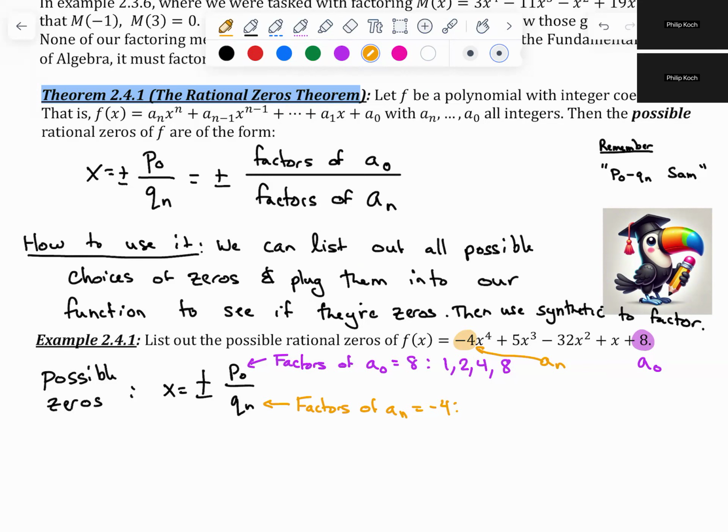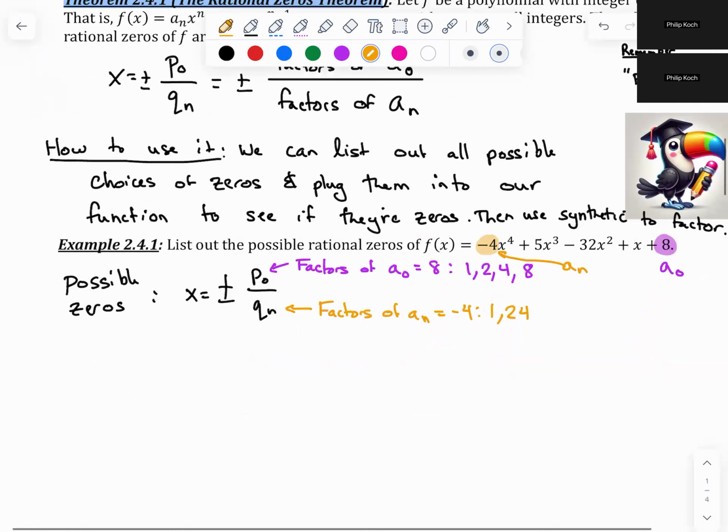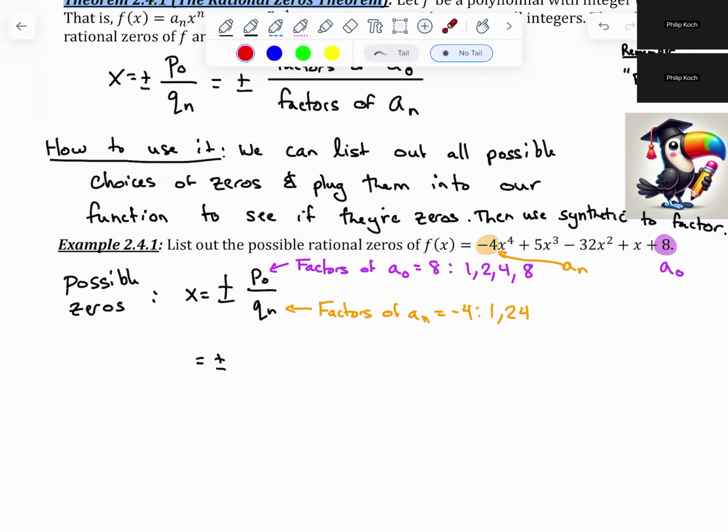So the factors of 4 are 1, 2, and 4. All right. So this will equal plus or minus. Now it's a matter of writing all the possible options. And so once you're finished writing, I'm gonna show you what I mean. In total in this situation, there are 12 total possibilities, plus or minus. So technically 24 possibilities.